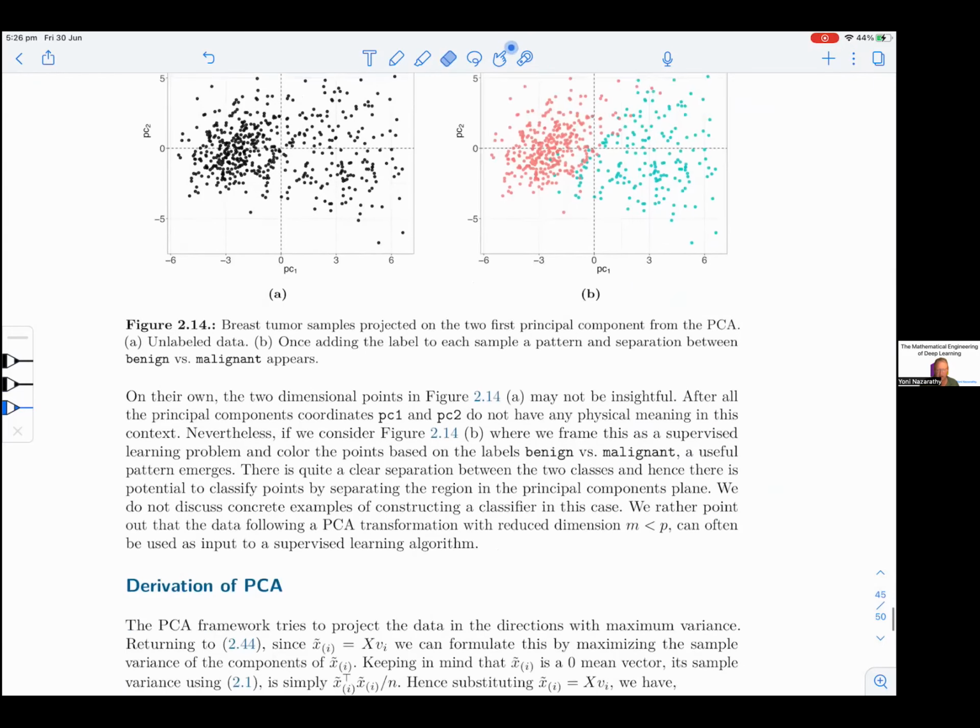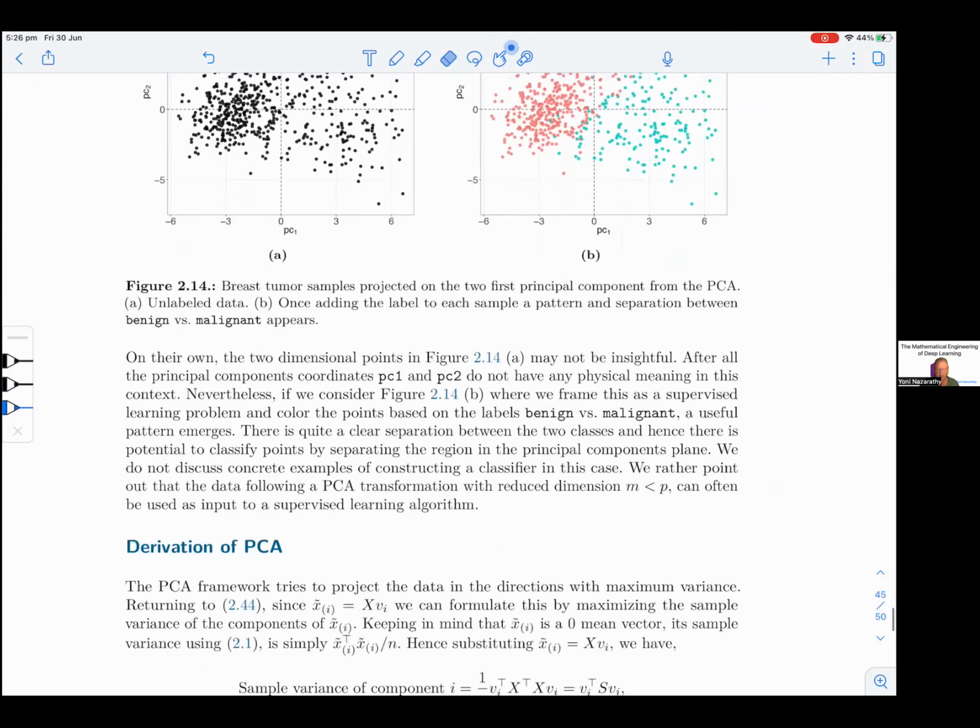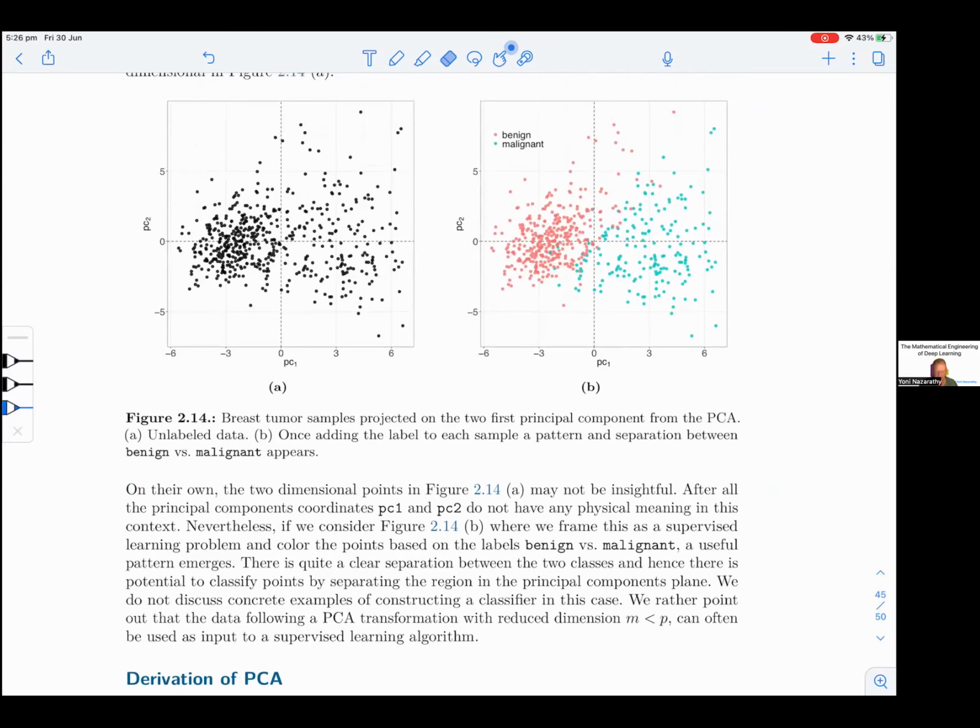On their own, the two-dimensional points in figure 214a may not be insightful. After all, the principal component coordinates, which we now call PC1 and PC2, do not have any physical meaning in this context. Nevertheless, if we consider figure 214b, where we frame this as a supervised learning model and color the points based on the labels, remember there was benign and malignant, a useful pattern emerges. There's quite a clear separation between the two classes, and hence there's potential to classify points by separating the region in the principal components plane.